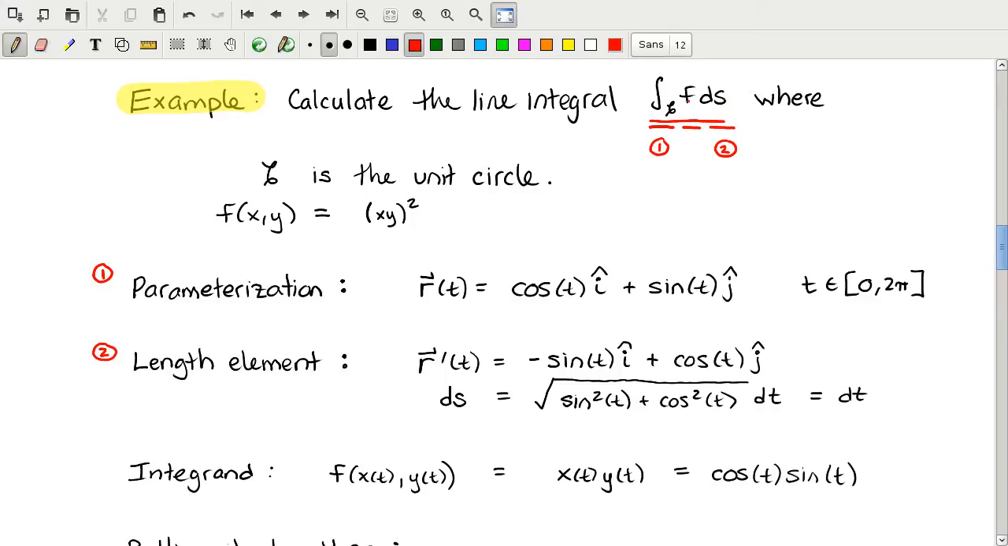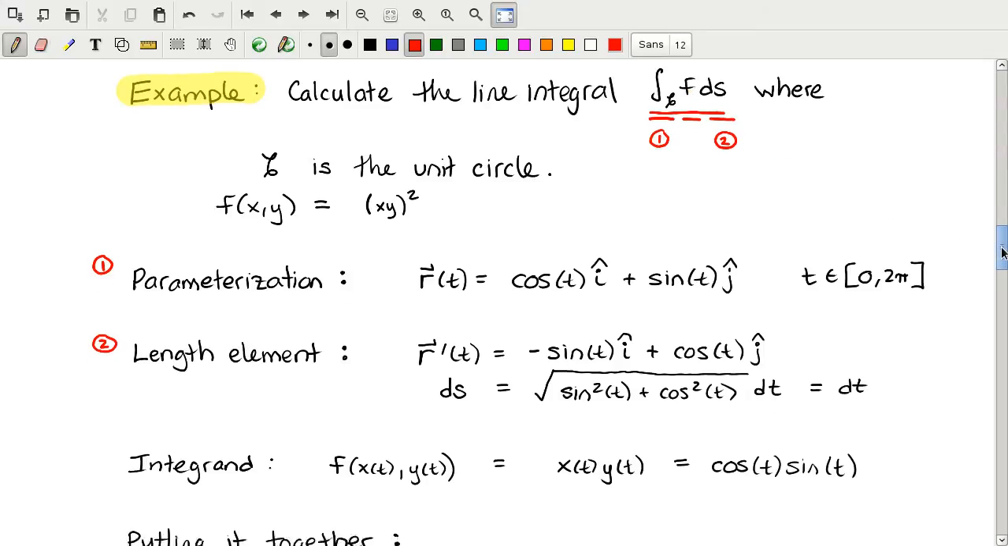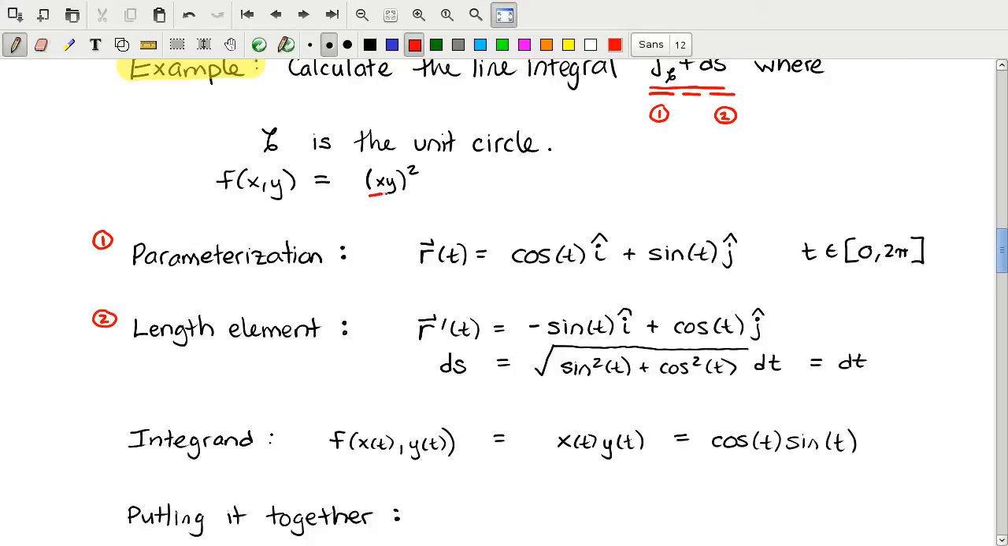Finally, we take this integrand, and this is the part that people struggle with the most, so here's where you should pay the most attention. We have to take this integrand right here and express it on the curve in terms of the parameter. Okay, so f is a function of x and y. It's x squared times y squared. But on the curve, x equals cosine t and y equals sine t. And so we replace, this should be squared, squared, squared.